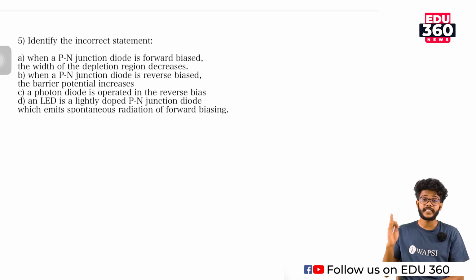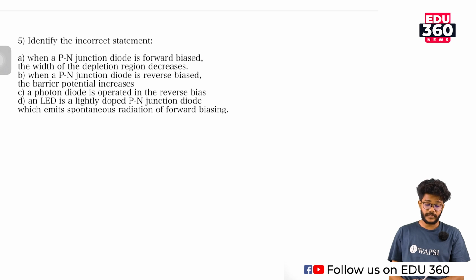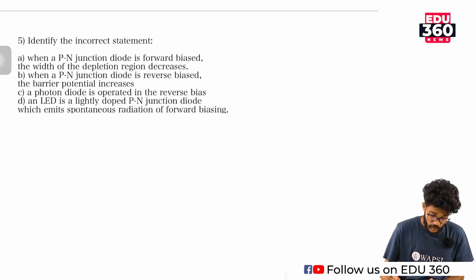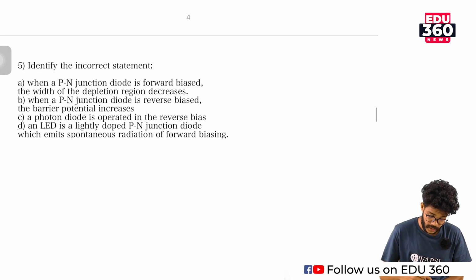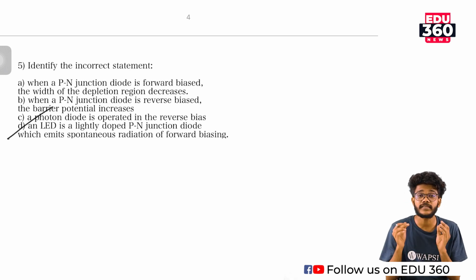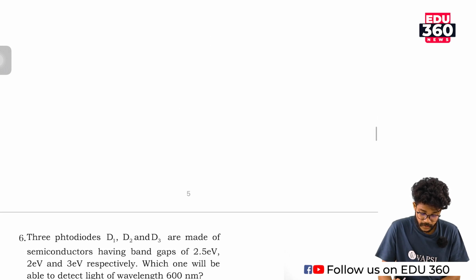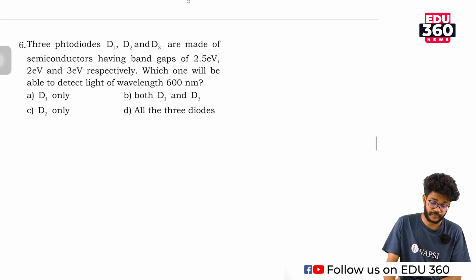Light emitting diode, it's a combination of PN junction. So option D is the correct answer. That means option D is the incorrect statement. So we can move to the sixth question.